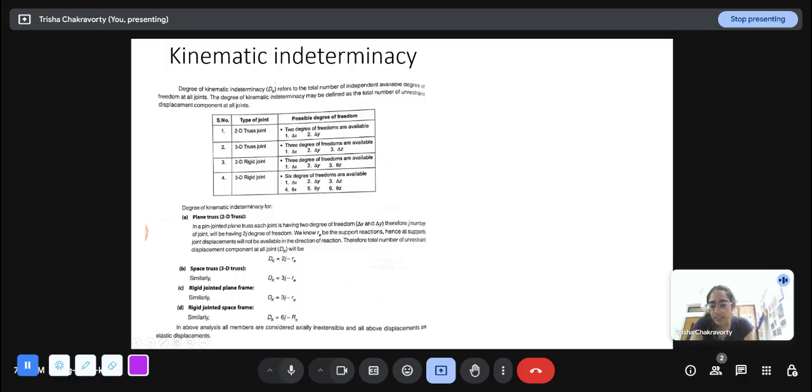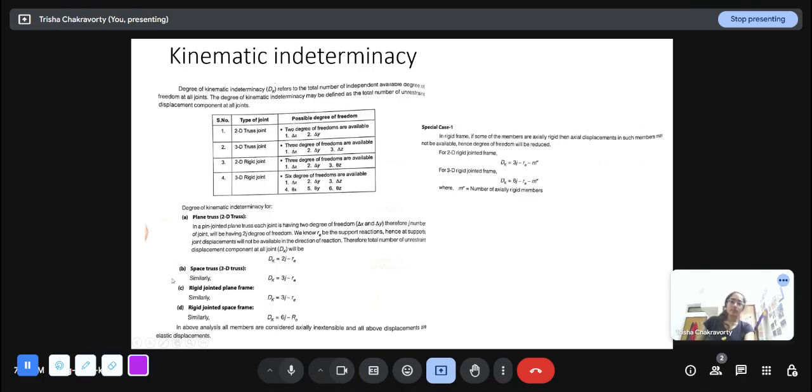In a rigid jointed plane frame, DKI is 3j minus Re again, because at every joint there are 3 degrees of freedom, but these three and these three do not imply the same things, as we can see here. And in a rigid jointed space frame, DKI is 6j minus Re. There are some special cases.